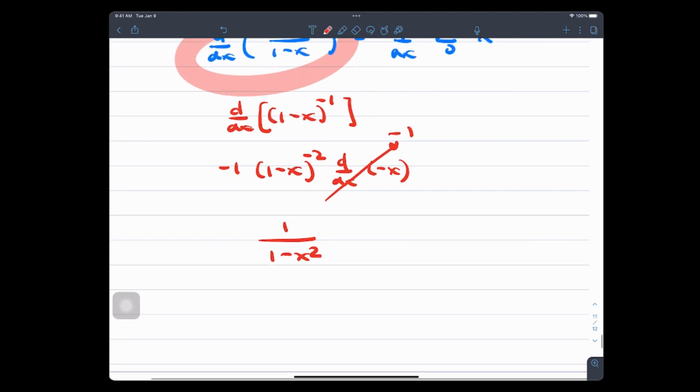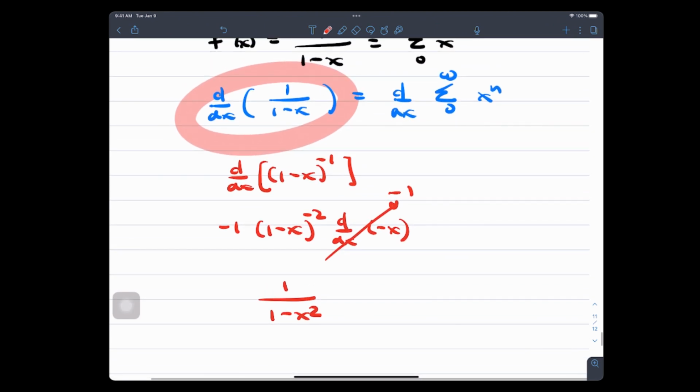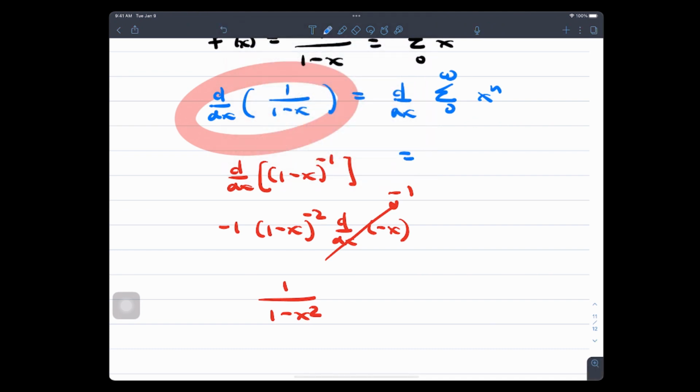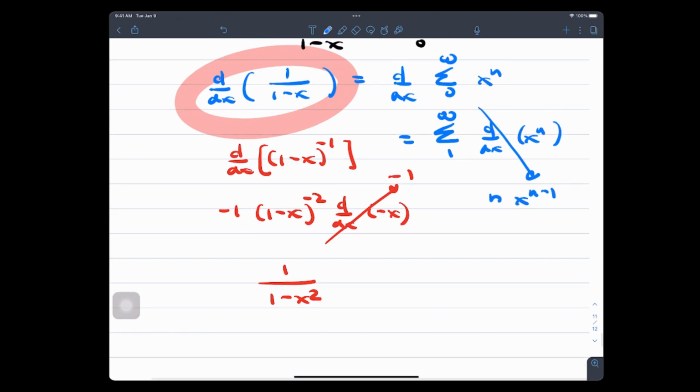So here's the idea. That's on the left side. On the right side, you say, Mr. Judge, isn't that going to be the sum from 1 to infinity of d/dx of x to the n? Yes. And x to the n minus 1? So on the right side, I get the sum from 1 to infinity of n x to the n minus 1.